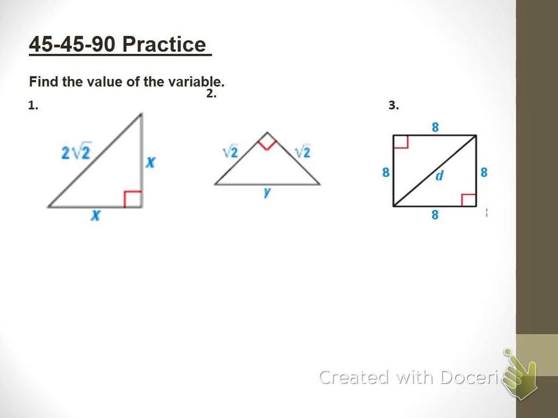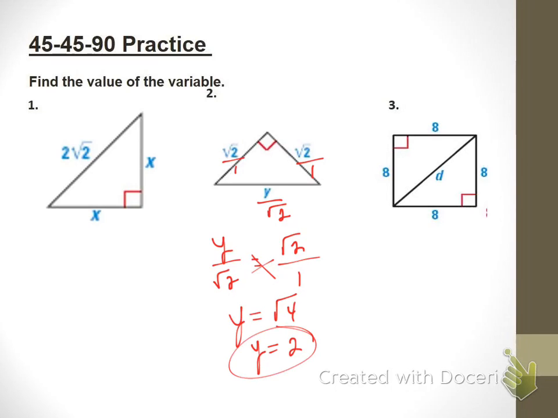So here's the next two. Go ahead and stop the video, come up with y and d, then you can start it back up and see how you did. Okay, so the legs of the parent 45, 45, 90 are 1, so I can put a 1 under these two sides, and the hypotenuse is radical 2. So we can take y over the square root of 2 and set it equal to the square root of 2 over 1. Then we can cross multiply and get y equals the square root of 4. The square root of 4 is simply 2. So y is 2.